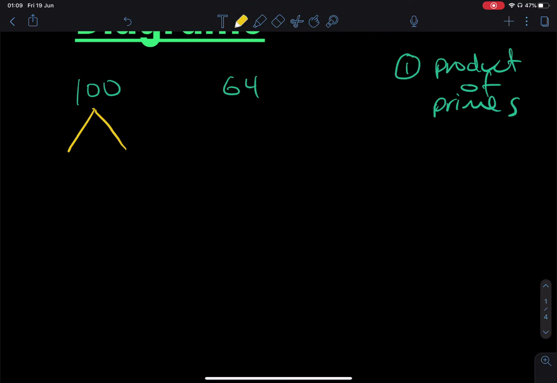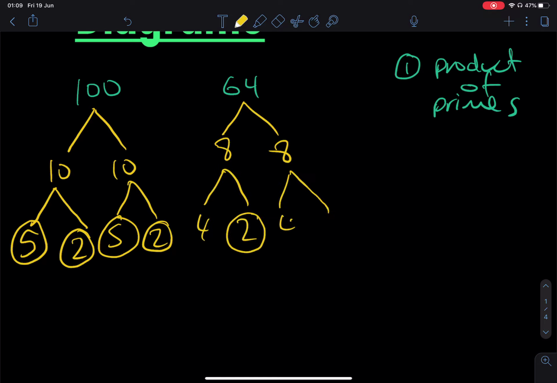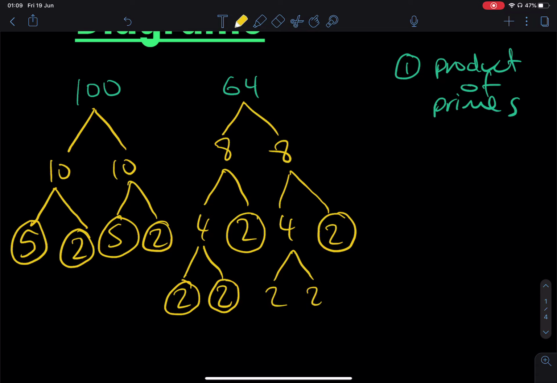So 100 is 10 times 10, 64 is 8 times 8, and none of them are prime numbers, so we keep on breaking them down until we're left with only prime numbers. 5 and 2 are prime, break, circle. 8 is 4 and 2, 4 and 2, and 4 you can break down into 2, 2. Okay, so I've done the product of primes.